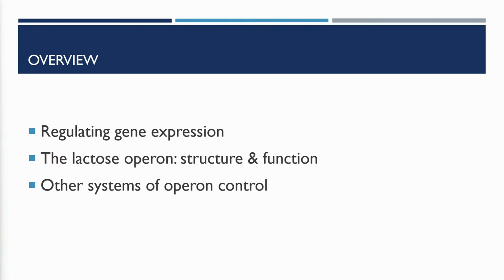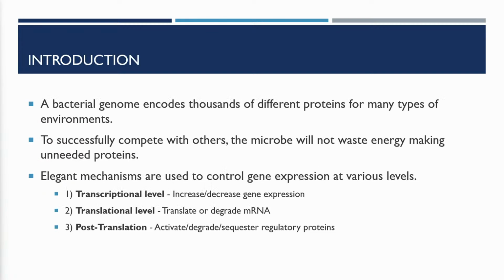Just a quick overview, I'm going to skip ahead to save a little bit of time. Like I said, there are some genes that are tailored for specific environments, but not for others. A bacterial genome encodes thousands of different proteins for many different environments. To successfully compete with others, the bacteria won't waste energy making unneeded proteins. So there are elegant mechanisms to control gene expression at various levels.